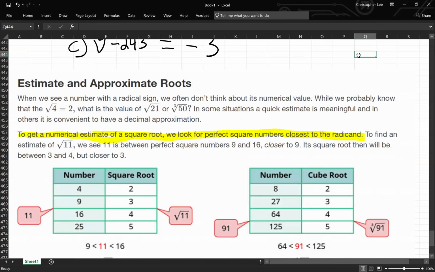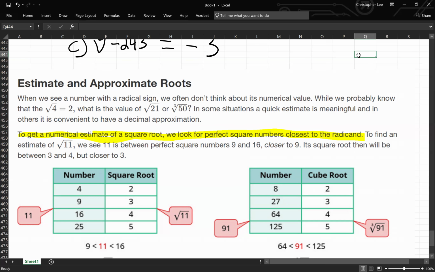So now we're going to talk about how to estimate and approximate a root, right? So when we see a number with a radical sign, we often don't know its numerical value. While we probably know that the square root of 4 is equal to 2, what is the value of the square root of 21 or the cube root of 50? In some situations, a quick estimate is meaningful, and in others, it is convenient to have a decimal approximation, right?